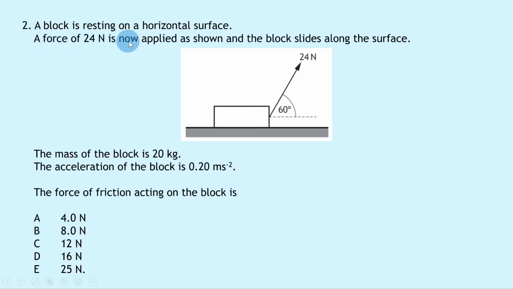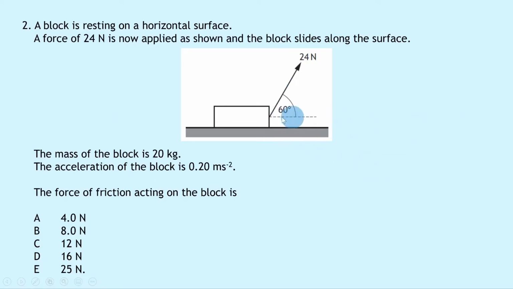Question 2 says a block is resting on a horizontal surface. A force of 24 newtons is now applied as shown and the block slides along the surface. So you can see the force of 24 newtons is applied at an angle of 60 degrees to the horizontal. We're told the mass of the block is 20 kilograms and the acceleration of the block is 0.2 meters per second squared. The force of friction acting on the block is. Well, to answer this, first of all, notice that we've got the 24 newtons at an angle of 60 degrees, but that's not very helpful in the way it is just now.